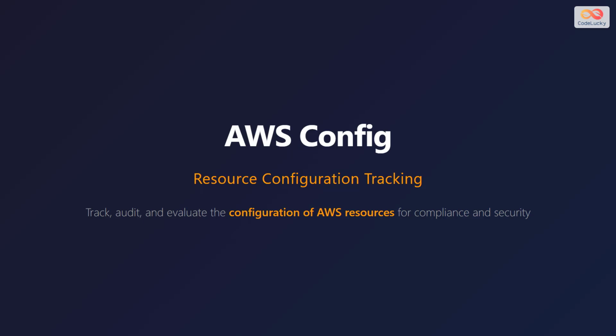AWS Config is a powerful service that helps you track, audit, and evaluate the configuration of your AWS resources. It provides continuous monitoring of resource configurations to ensure compliance and security across your cloud infrastructure.